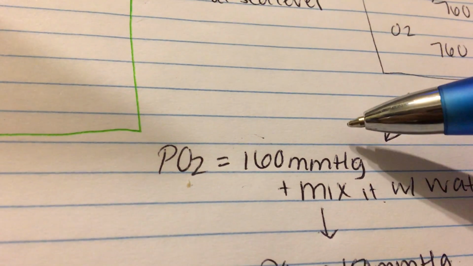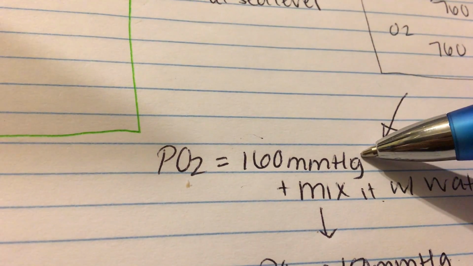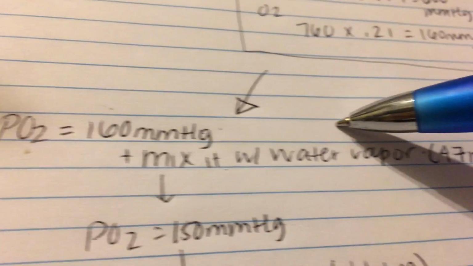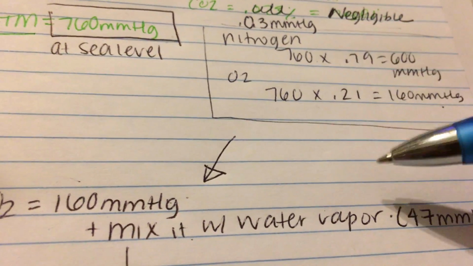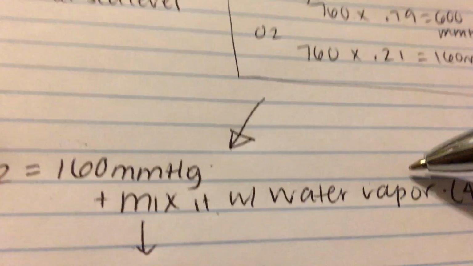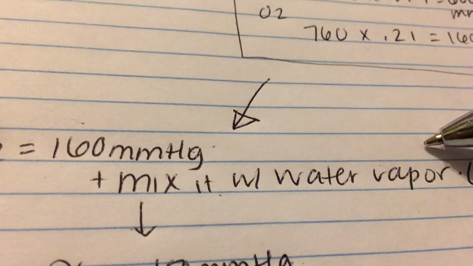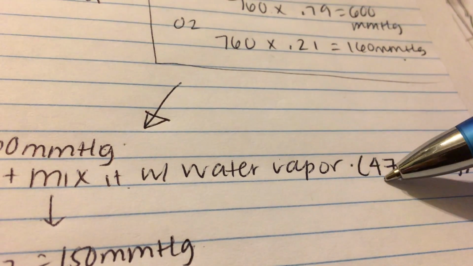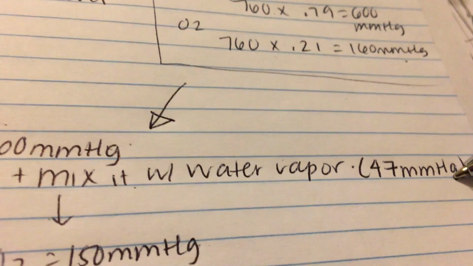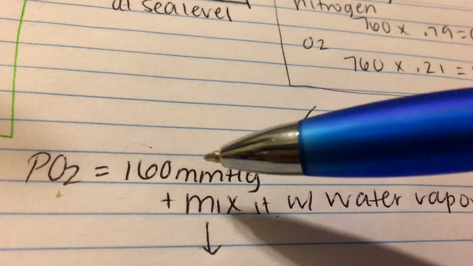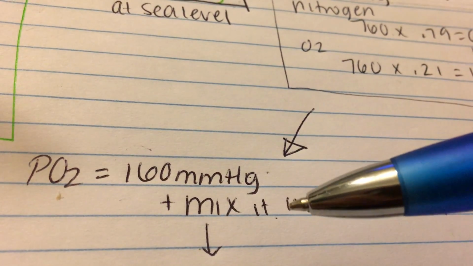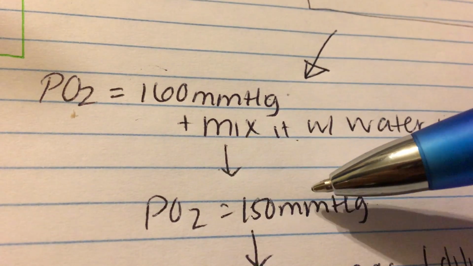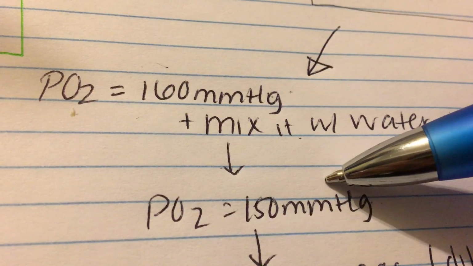So atmospheric oxygen is 160 millimeters of mercury. When we breathe, we mix it with water vapor, because that's what helps us inhale better and faster. Water vapor exerts its own pressure, and it's about 47 millimeters of mercury. So what you're actually doing is diluting oxygen when you inhale it and mix it with water vapor. So you decrease that pressure to 150 millimeters of mercury.